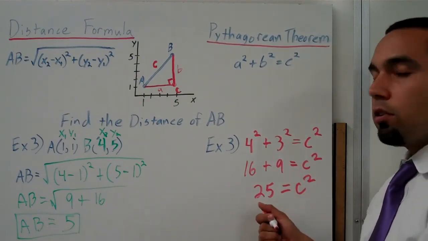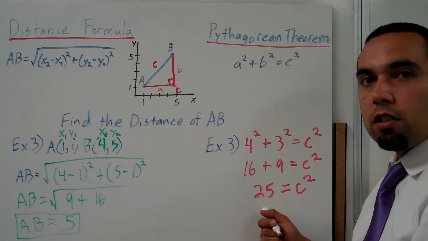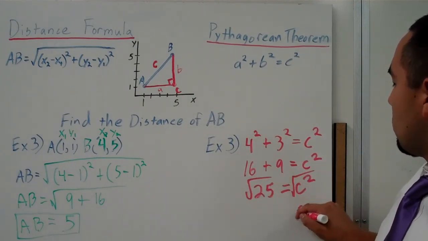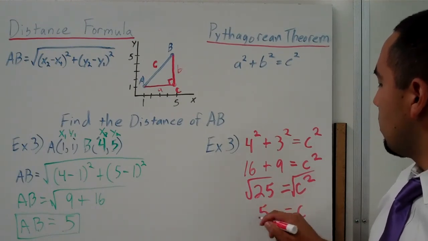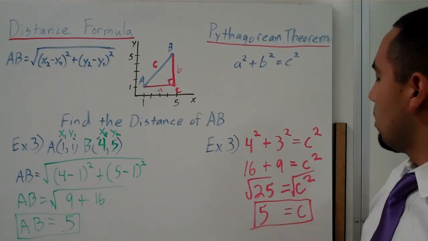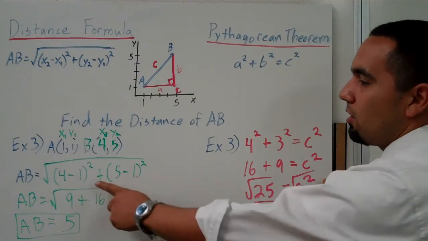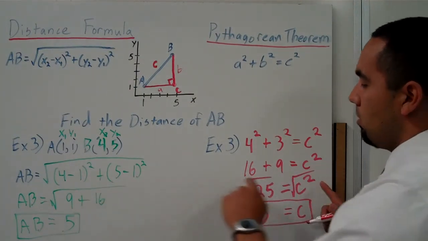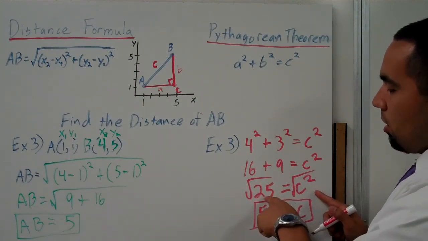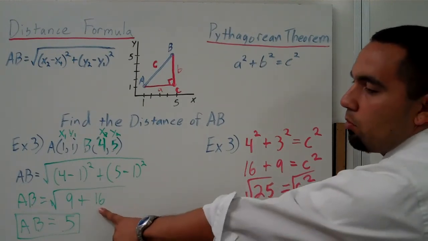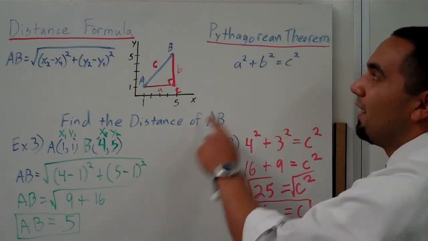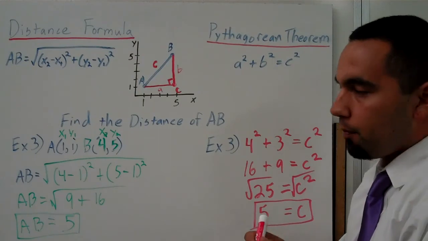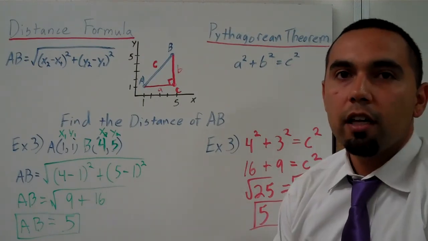And how in the world do I get c squared by itself? Well, I take the square root. So c equals 5. So you can see how they're very similar, because once we get here, we get 9 and 16, and then all we had to do was take the square root as the last step, which is exactly what we did here. Okay? I think this is much easier, but if you want to use this, you can use that. Okay? And that's midpoint and distance formula.